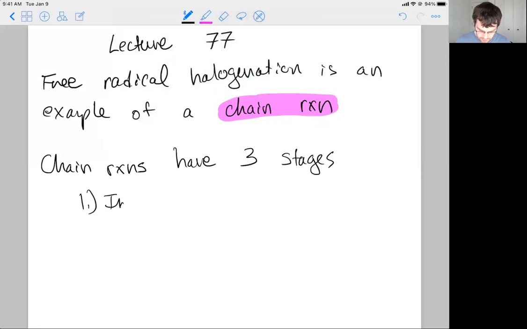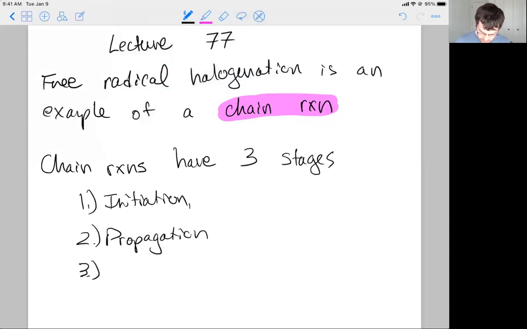We have initiation, propagation, and termination. 1 is initiation, 2 is propagation, and 3 is termination.